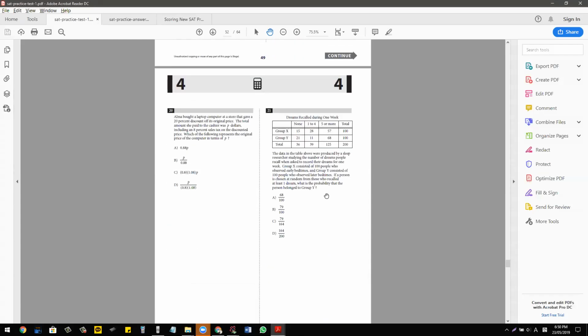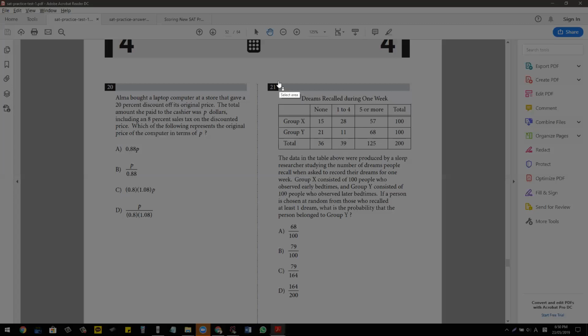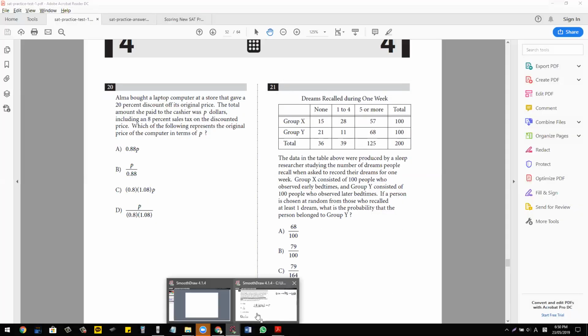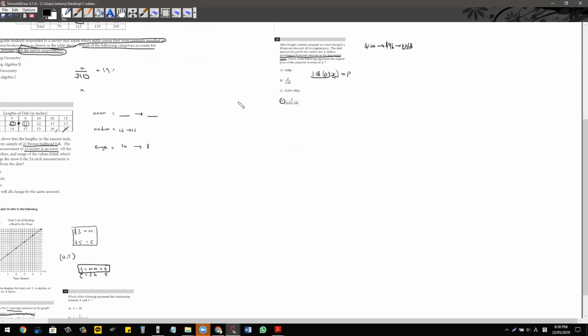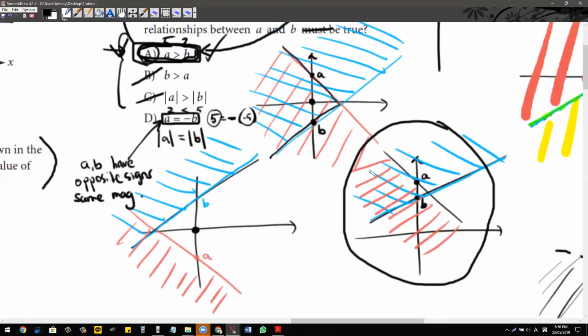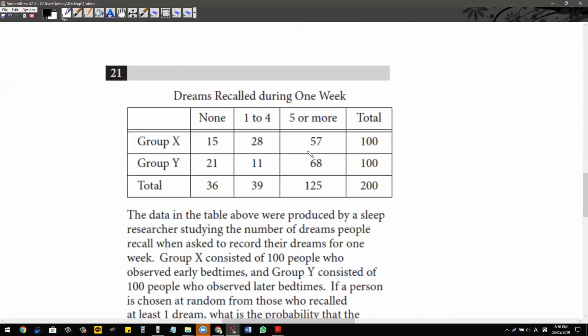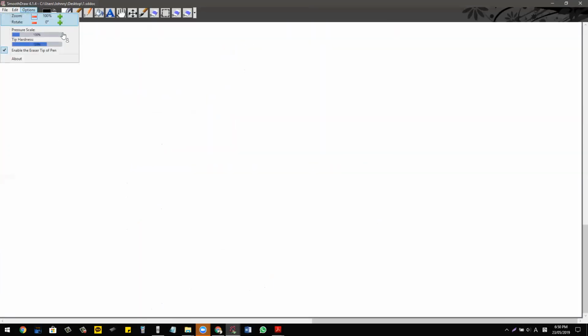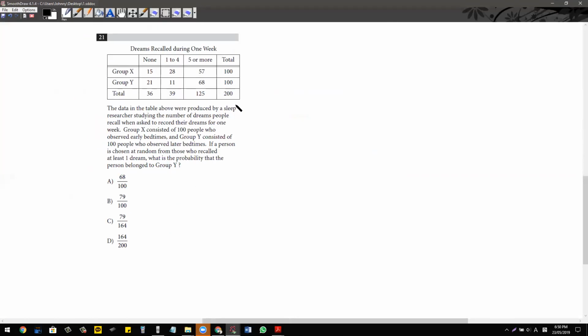Now, when I do 21 now, okay, dreams recall during 1 week. So group X, group Y. There were 100 people in group X, 100 people in group Y, so 200 people. 15, 21, 36 didn't recall. 1 to 4 dreams recalling, that many. So these are the numbers.